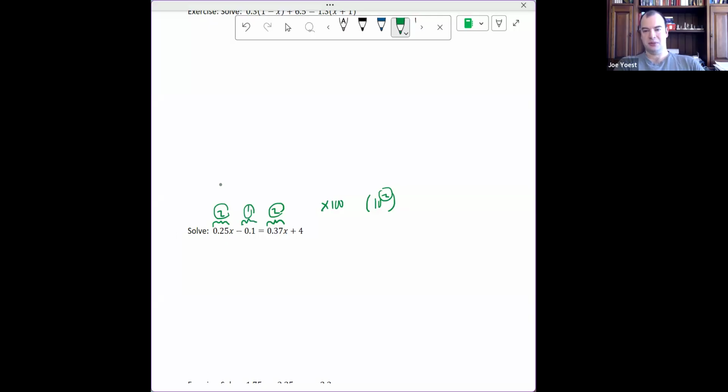This one has 1 decimal place, and this has 0. But I always need to multiply by 10 to the power of the highest number of decimal places. Right, if I multiplied by 10 to the first here, I would successfully clear the decimal from the 0.1, but I'd still be left with decimals in each one of those. I'd have 2.5x and 3.7x. So I need to go a little further, multiply by 10 squared. Yeah, but good question. It's not always 10.